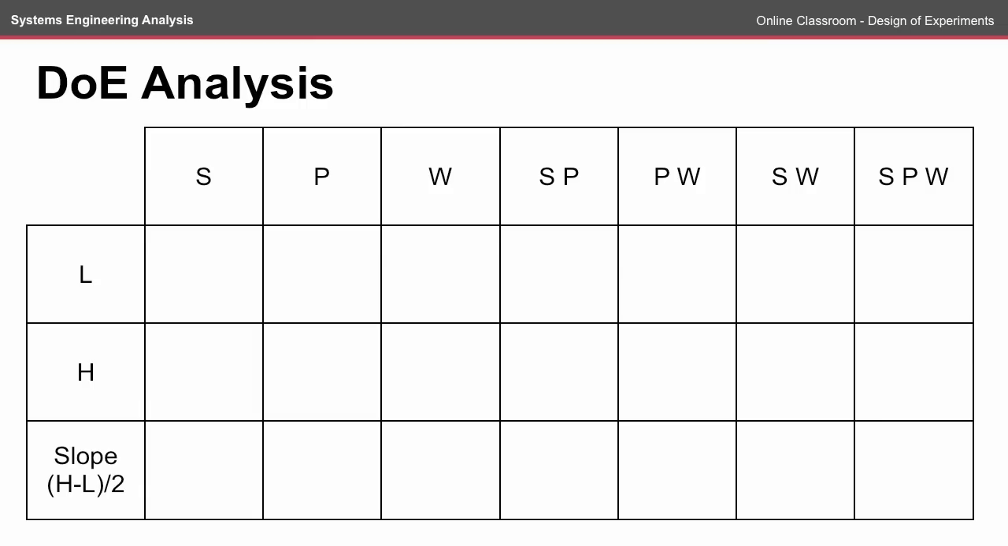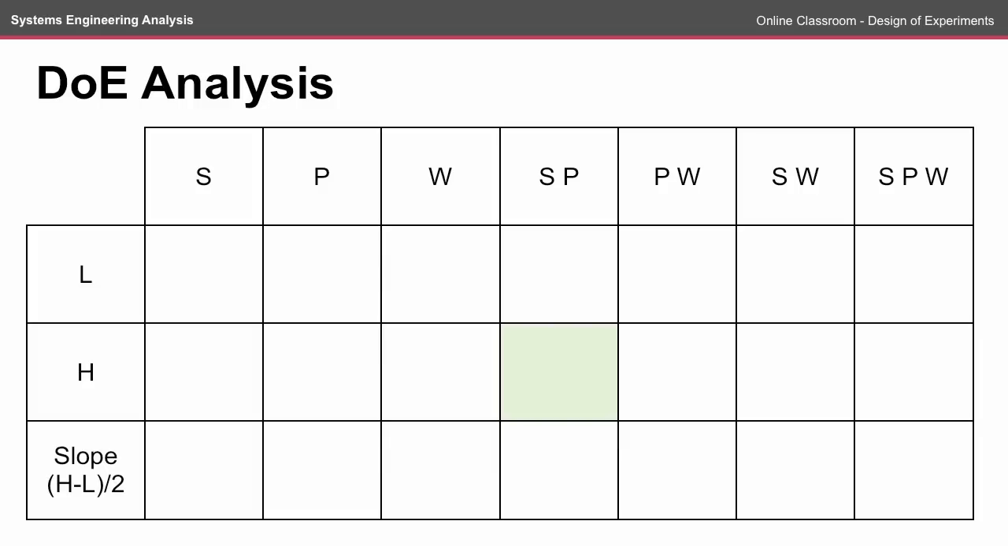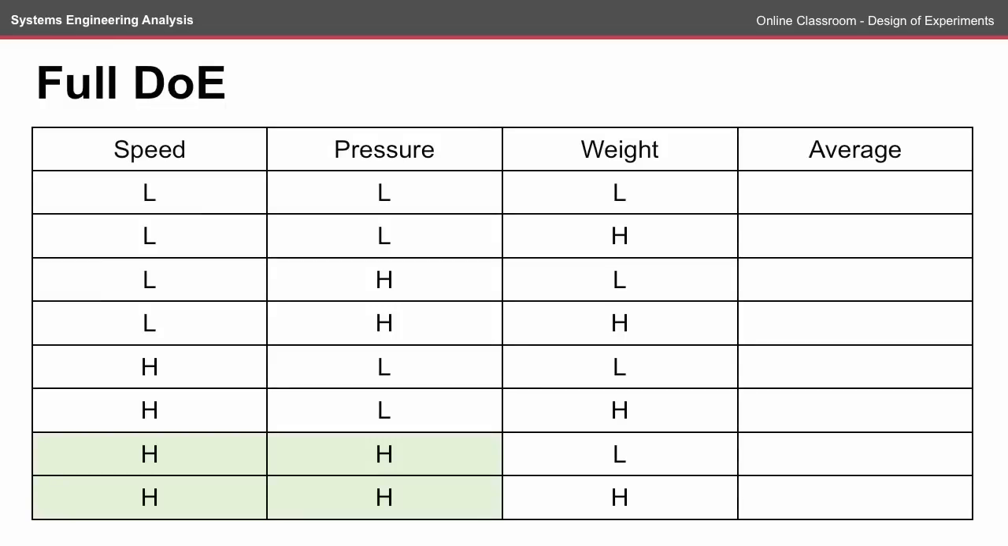You then set up a table with each of the variables along the top and the low and high value. If we were to look at all the situations where the speed was low, we would go to the experiment that contained the speed at the low setting and take the average of those four. In this scenario, we would look for the condition where both the speed and the tyre pressure were at the high setting, and this would correspond to runs 7 and 8 in our design of experiments.